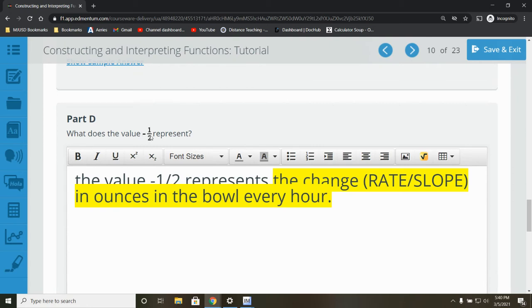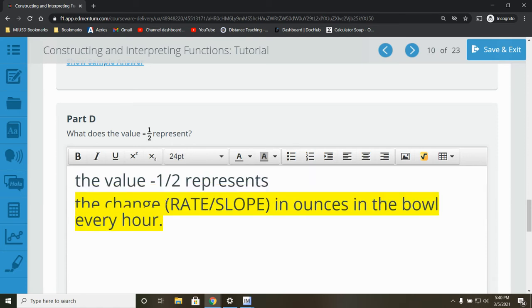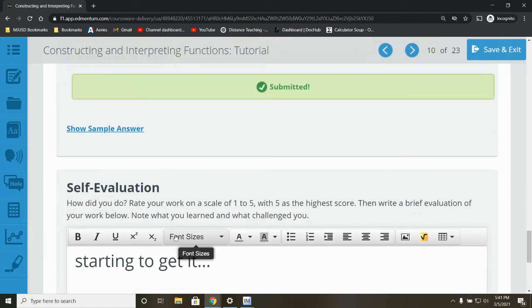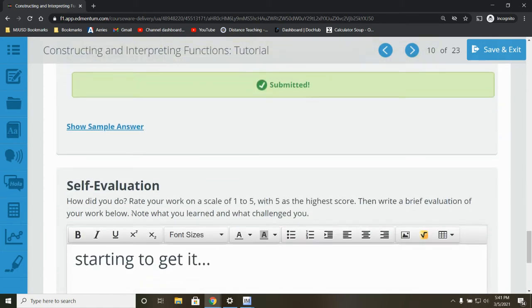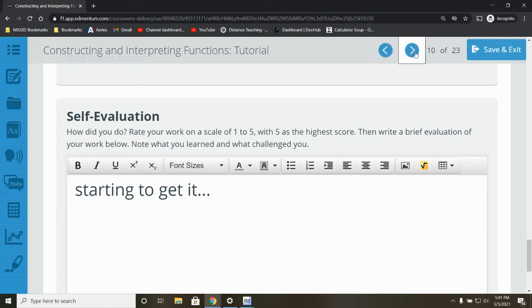What does the half represent? The value half represents the rate, the change, or the rate of change, also known as slope, in ounces in the bowl every hour. So every hour we lose half an ounce. How did we do? I think I'm starting to get it.